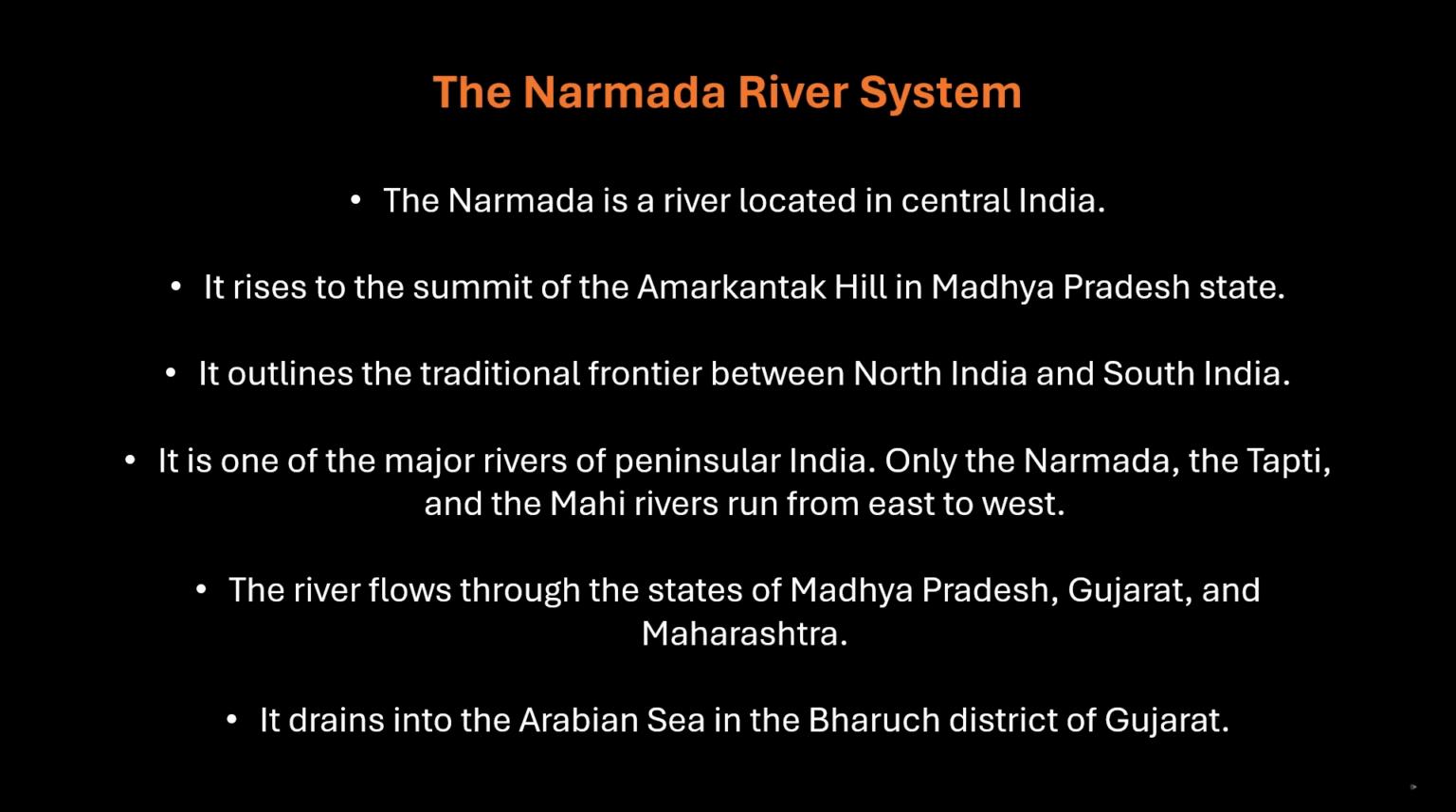The Narmada River system. The Narmada is a river located in central India. It rises from the summit of the Amarkantak Hill in Madhya Pradesh state. It outlines the traditional frontier between North India and South India. It is one of the major rivers of peninsular India. Only the Narmada, the Tapti, and the Mahi rivers run from east to west. The river flows through the states of Madhya Pradesh, Gujarat, and Maharashtra. It drains into the Arabian Sea in the Bharuch district of Gujarat.